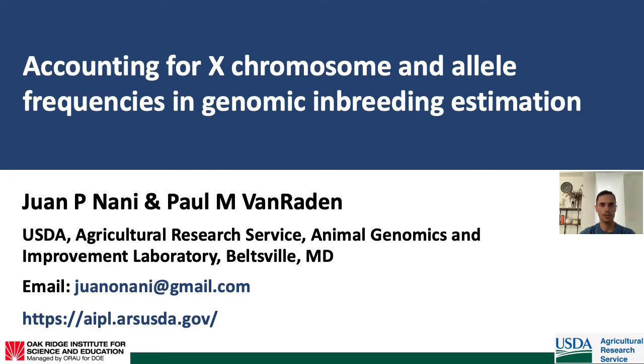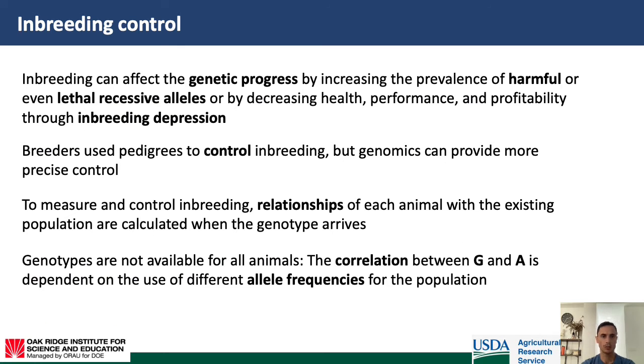Okay, so in this study, we revised the calculation of genomic inbreeding in the US national evaluation. Specifically, we revised the scaling and the incorporation of the X chromosome information. We need to control inbreeding because it can affect the genetic progress of a population by increasing the prevalence of deleterious recessive alleles or by decreasing the overall profitability through inbreeding depressions.